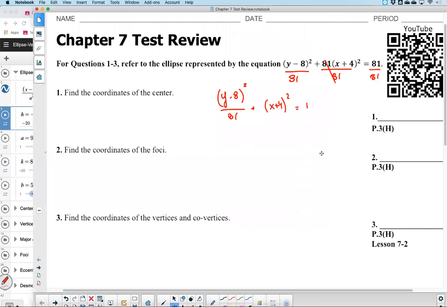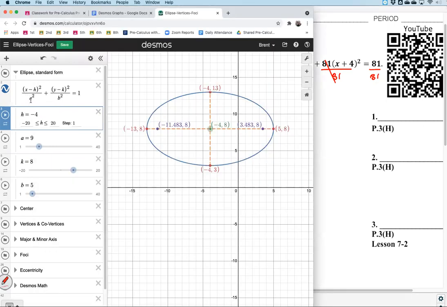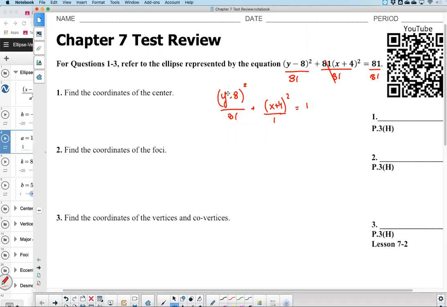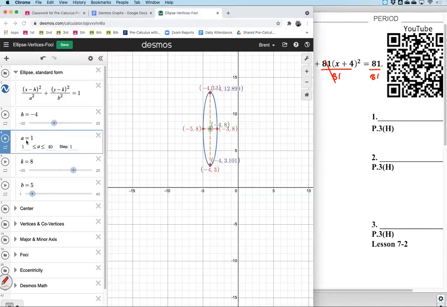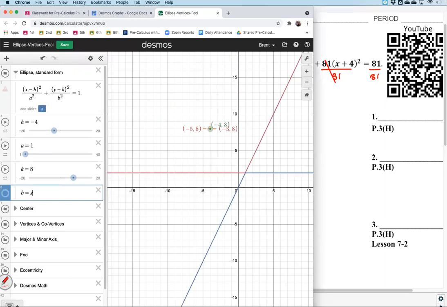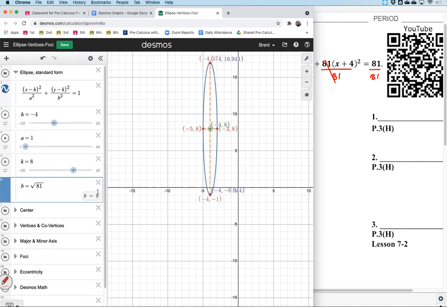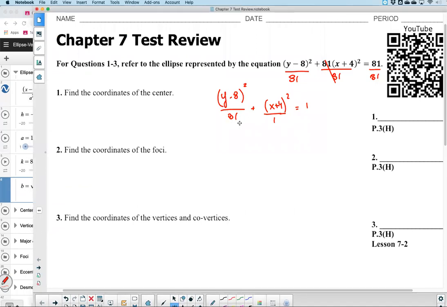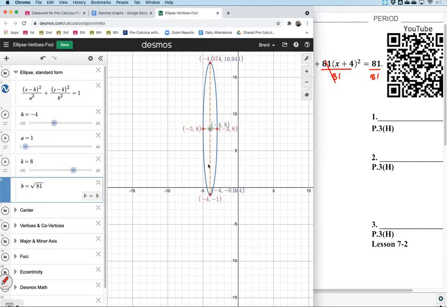Underneath the x squared, it's like being divided by 1, so the value underneath the x is 1. On my calculator, that value is always a, so a is going to be 1 here. And the value underneath y is 81, so it would be the square root of 81. If you don't know the answer is 9, you could just type in square root of 81 like that, and it'll solve it for you. That's because this is b squared. For my formula, I have it written as b squared. Okay, so there's your equation.